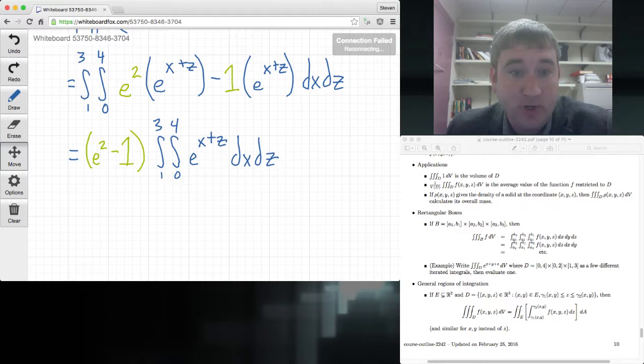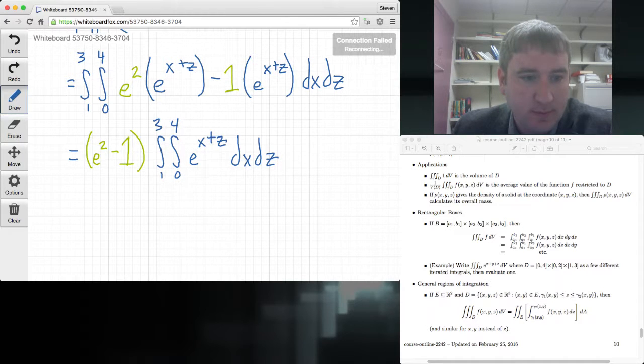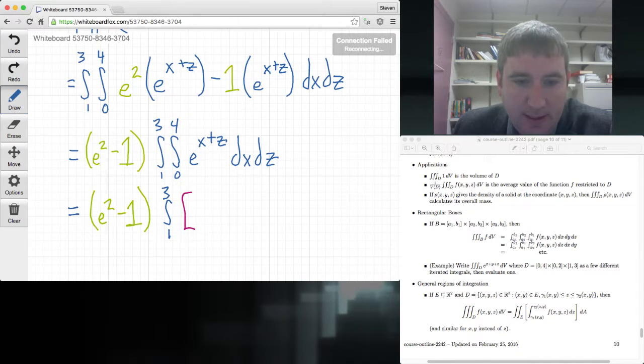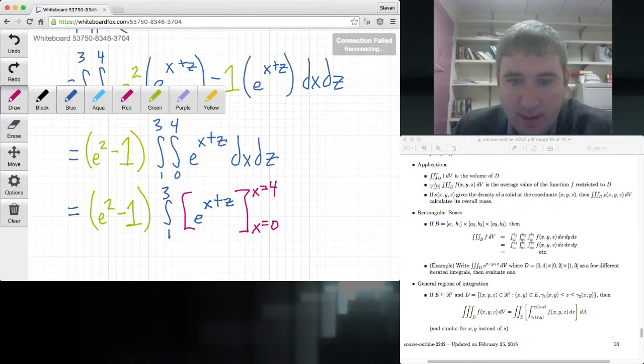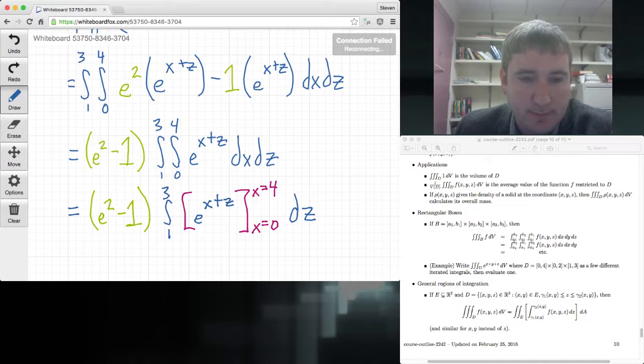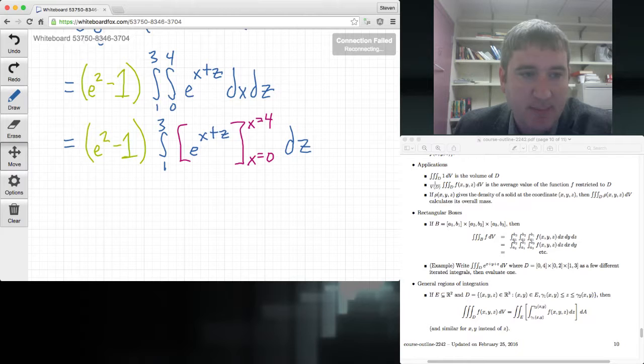Okay, well, let's carry on. I need to integrate with respect to x now. It's e to the x plus z, so it's going to be itself again. Keep this in green. So this comes down, 1 to 3 comes down. All right, now I've got e to the x plus z still. But now I'm evaluating it from x is 0 up to x is 4, dz. So I'll plug in the top minus the bottom.